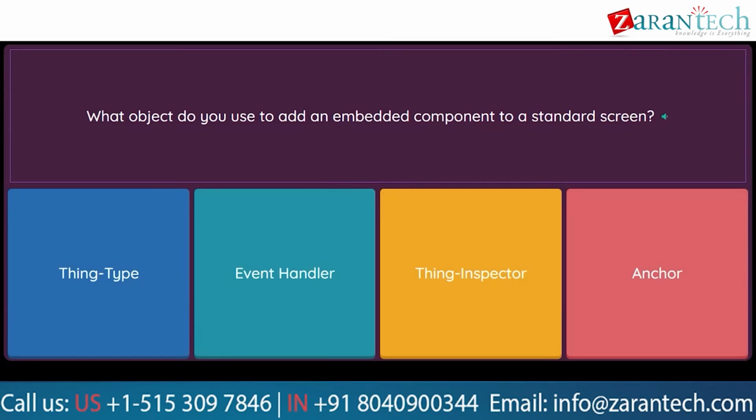Question: what object do you use to add an embedded component to a standard screen? Option 1 Thing type. Option 2 Event handler. Option 3 Thing inspector. Option 4 Anchor.